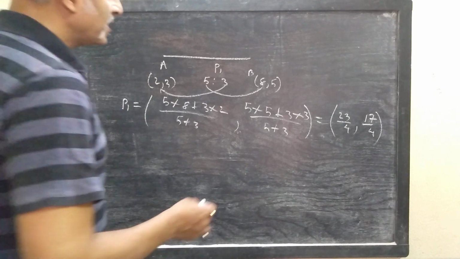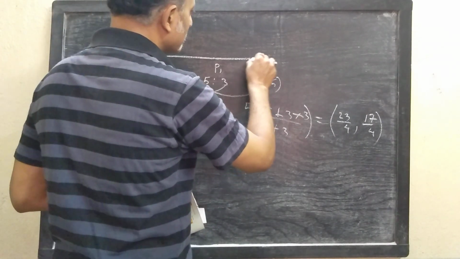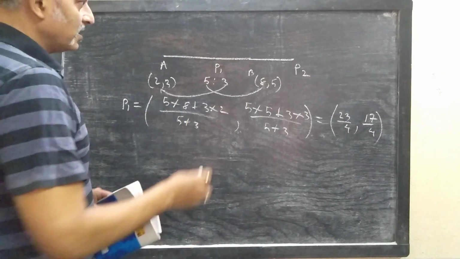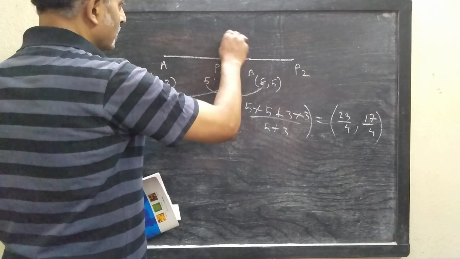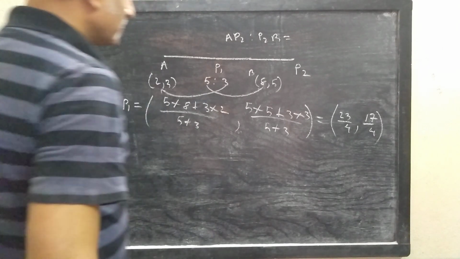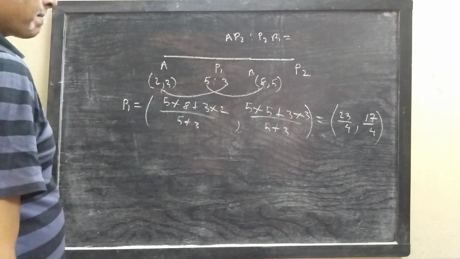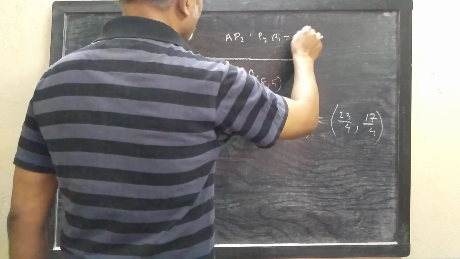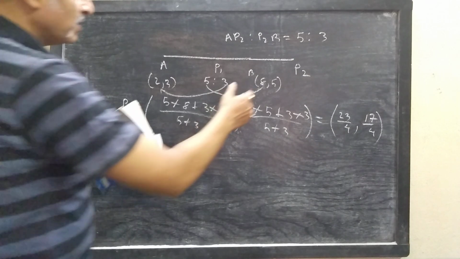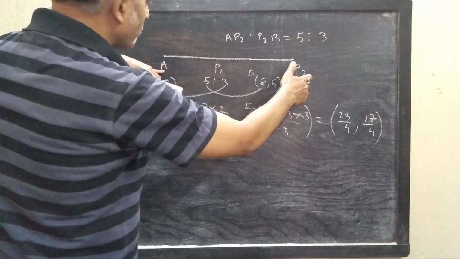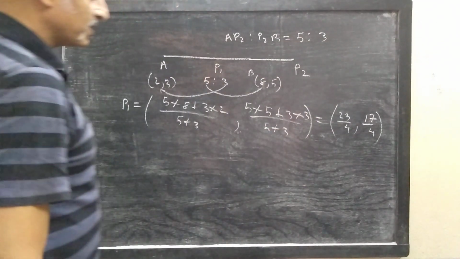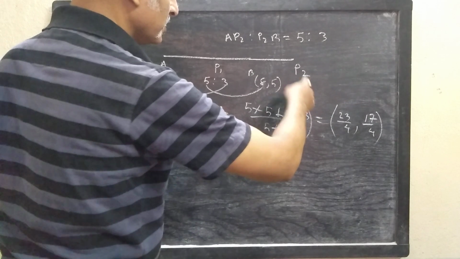The next, let us consider another point, say P2, which divides externally in the ratio, say AP2 is to P2B, say this ratio be 5:3 external. Now P2 is farther from A, nearer to B, so this value is more than this, 5 more than 3 here. AP2 by BP2 is 5:3.